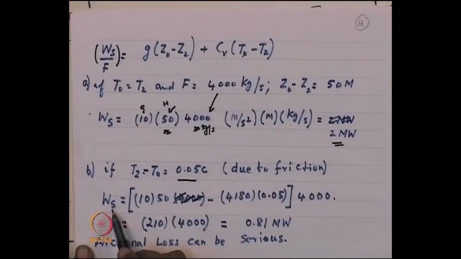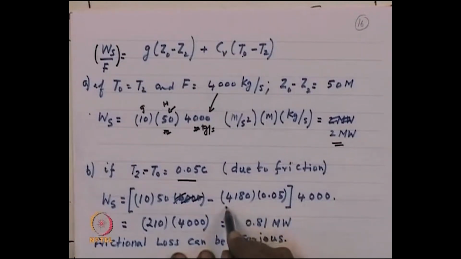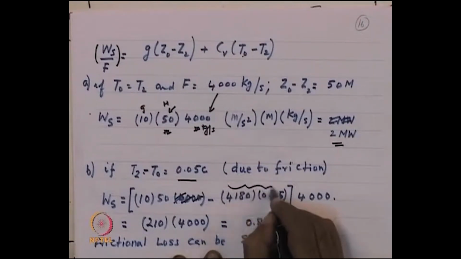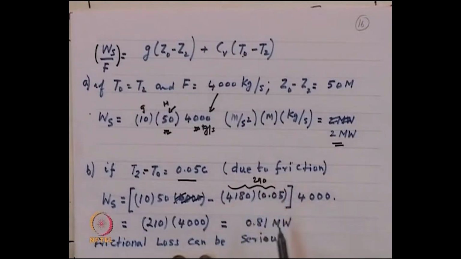That means our shaft work now is not 10 multiplied by 50 multiplied by 4000, but you have to subtract this term. Now, we notice here that this whole term turns out to be 290 units. So, 500 minus 290 is 210, multiplied by 4000. So, now you are producing 0.81 megawatt instead of 2 megawatt.